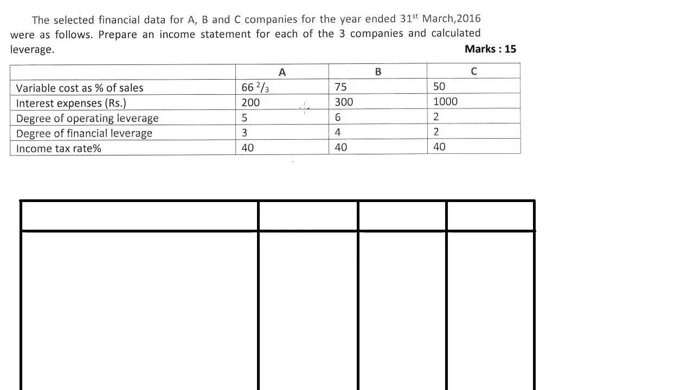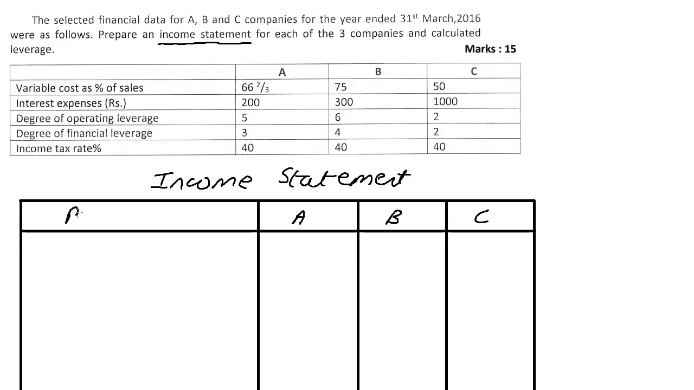The selected financial data for A, B, and C companies for the year ended 31st March 2016 were as follows, and they want us to prepare an income statement. Okay, so income statement for companies A, B, C. All right, we have particulars.